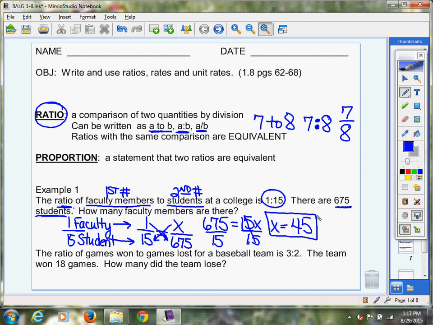I'm going to leave this bottom one for you to emulate. I'm going to give you an extra credit point if you can write and solve a proportion. You're given the ratio of games won to games lost for a baseball team is 3 to 2. The team has won 18 games, so how many did the team lose? Whether you can do that in your head or not, that's great. I can do it in my head too. I want to see two ratios set equal to each other. I want you to set up a proportion, then solve. So go through that exercise with me.